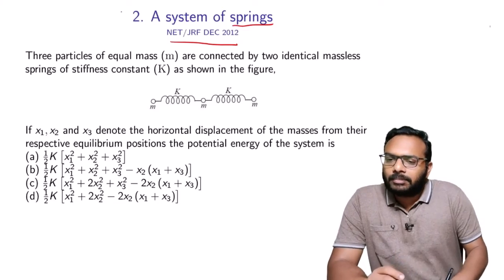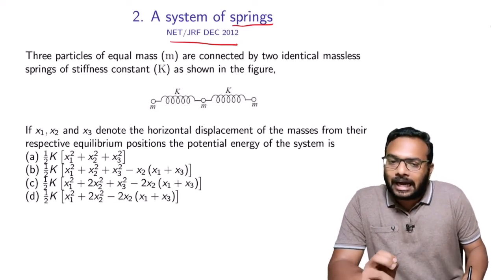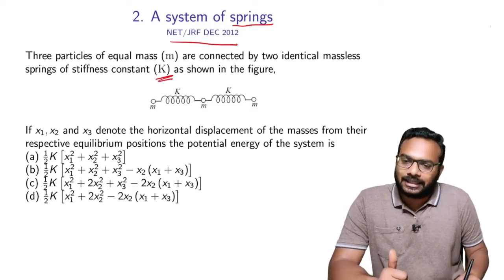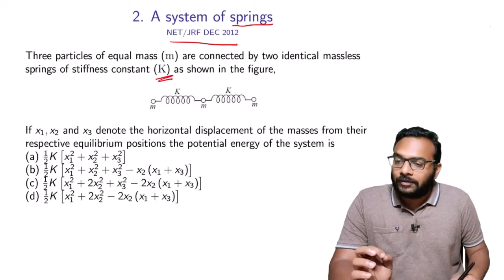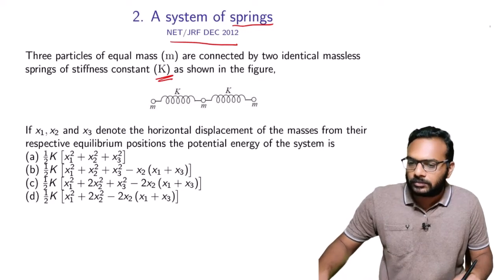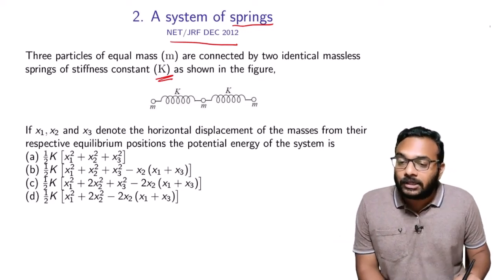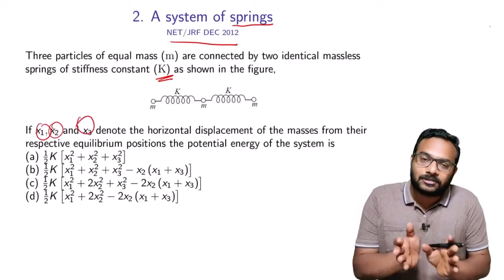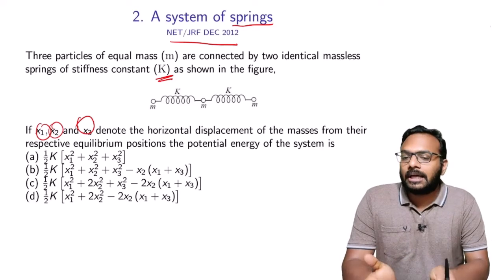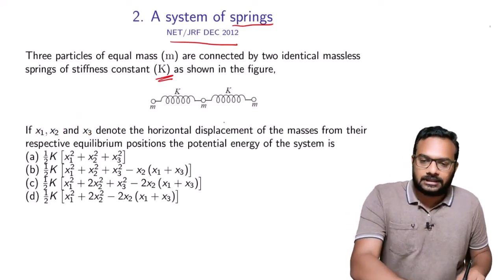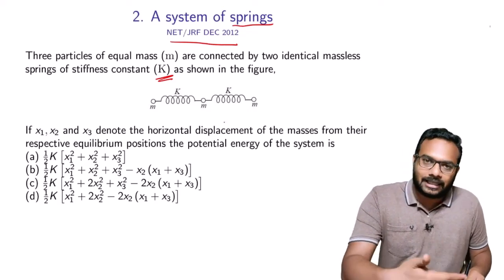3 particles of mass m are connected by 2 identical massless springs of spring constant k. They both have the same spring constant k as shown in the figure. If x1, x2, x3 denote the horizontal displacements of the masses from their respective equilibrium positions, you are asked to find the potential energy of the system. You can also write down the Lagrangian, but now we are asked the potential energy. It's just part of that problem.